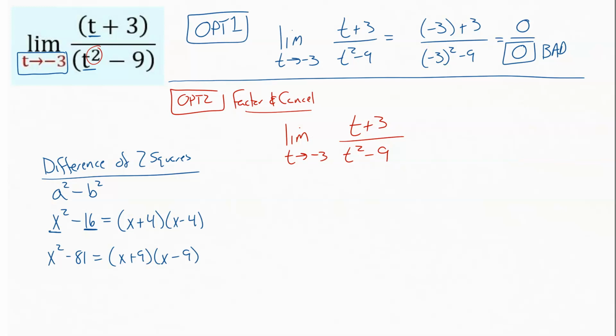This is one of those factoring situations that you just have to be able to identify, and it shows up all the time. We've got that going on right here. And so what we're going to do now is go ahead and factor that bottom piece using that difference of two squares factoring technique. So the top stays t plus 3. The bottom now becomes (t plus 3) times (t minus 3). So we just did the factoring part of the factor and cancel.